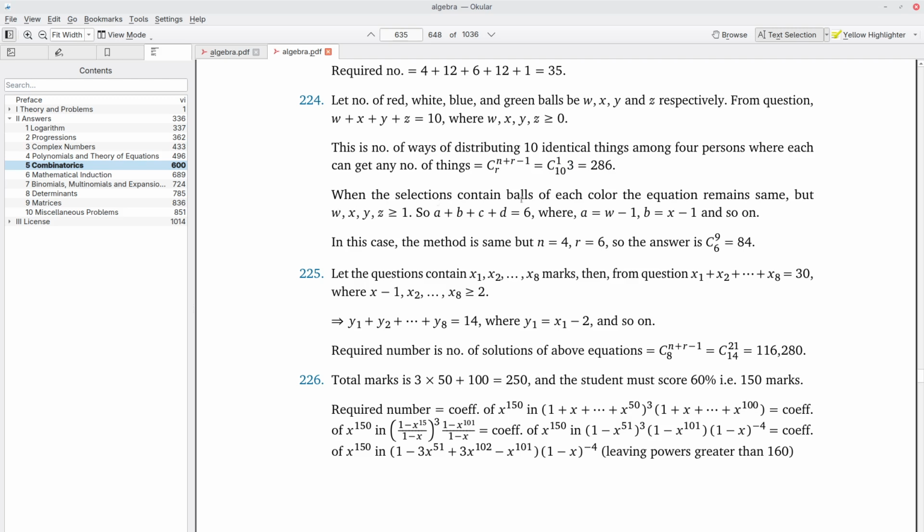When the selection contains balls of each color, the equation remains the same, but W, X, Y, Z are greater than or equal to 1. So A + B + C + D = 6, where A = W minus 1, B = X minus 1, C = Y minus 1, and D = Z minus 1. So here N would become 6, R would become 4. So the answer is 9C6, that is 84.